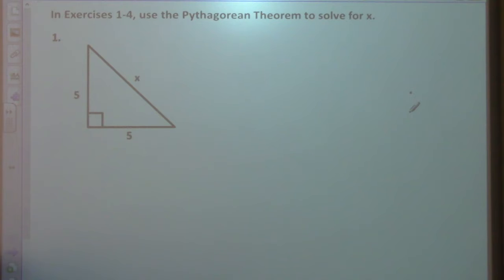So go ahead and do those, or if you need me to do those, let me know. I can work them out. One of these ends up being a 3, 4, 5 right triangle. We can talk about that in a minute.